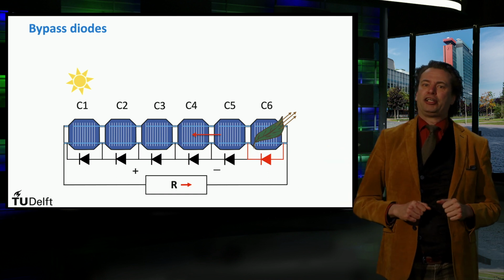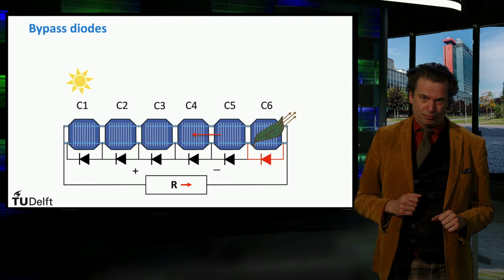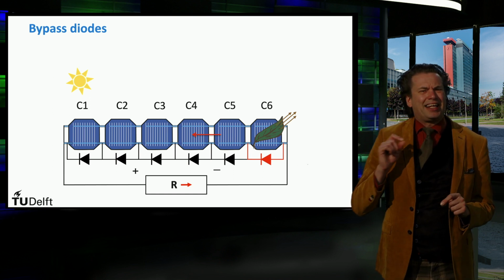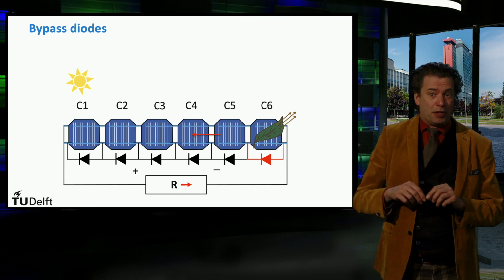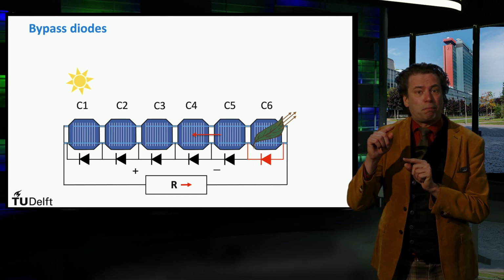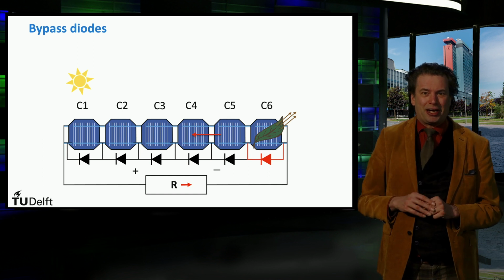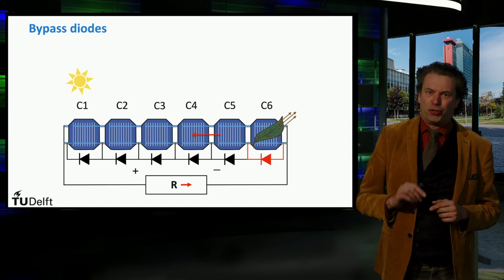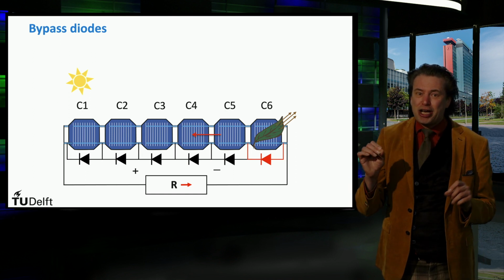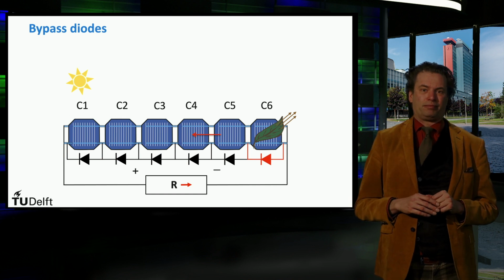If no cell is shaded, no current is flowing through the bypass diodes. In the case that one cell is shaded, due to the biasing of the other solar cells, the bypass diode starts to pass the current through. As a result, the current can go around the shaded cell and the module can still produce the current equal to that of a non-shaded single solar cell.